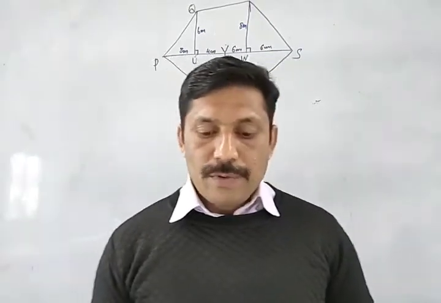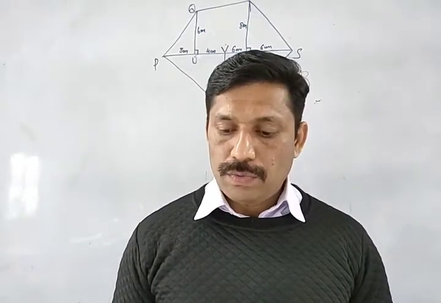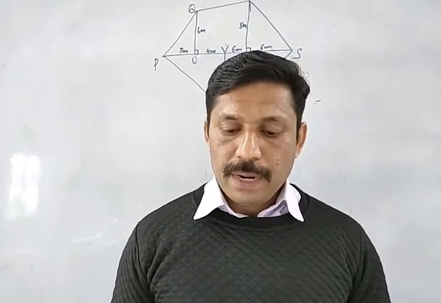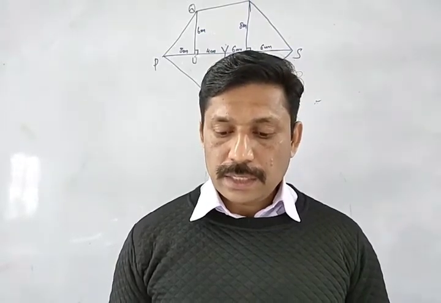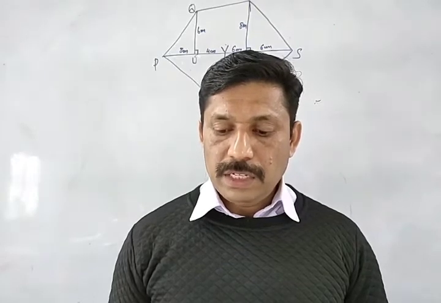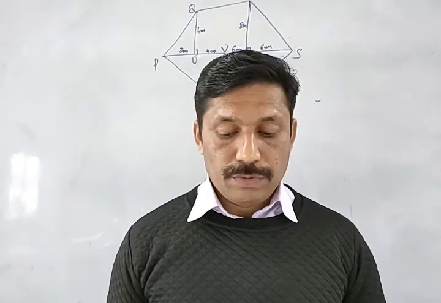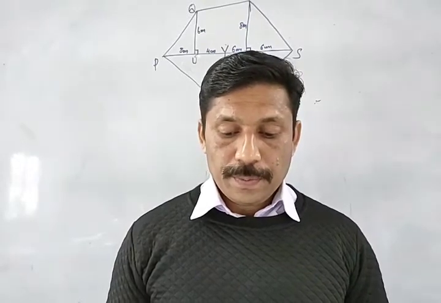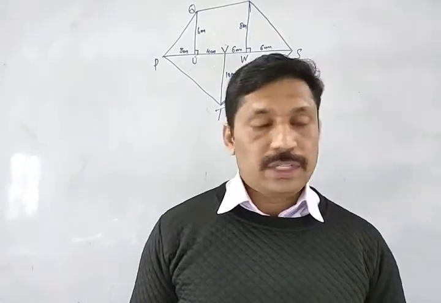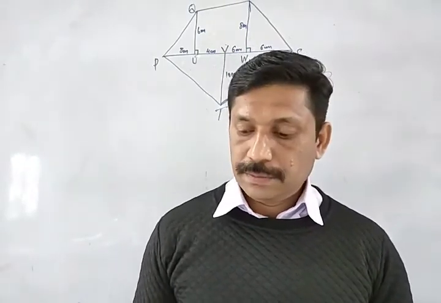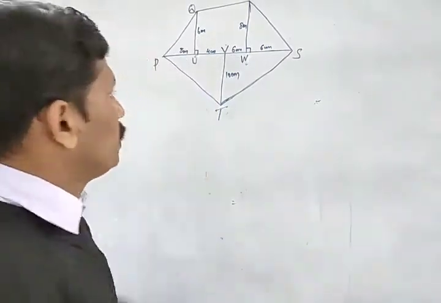Find the area of a given pentagon PQRST in which each one of QU, RW and TV is perpendicular to PS such that PU is 8 cm, PV is 12 cm, PW is 18 cm, PS is 24 cm, QU is 6 cm, RW is 8 cm and TV is 10 cm. So these are the different measures that are given.